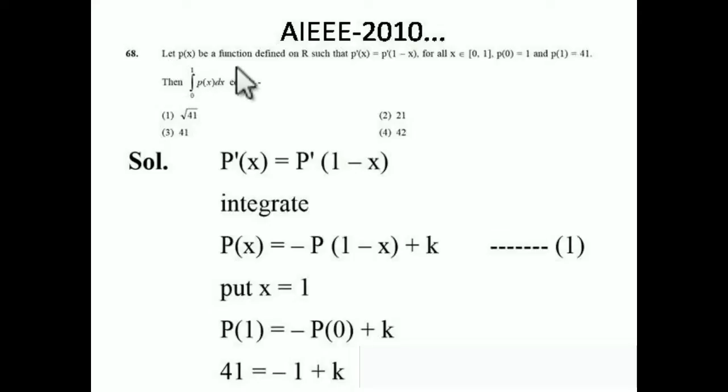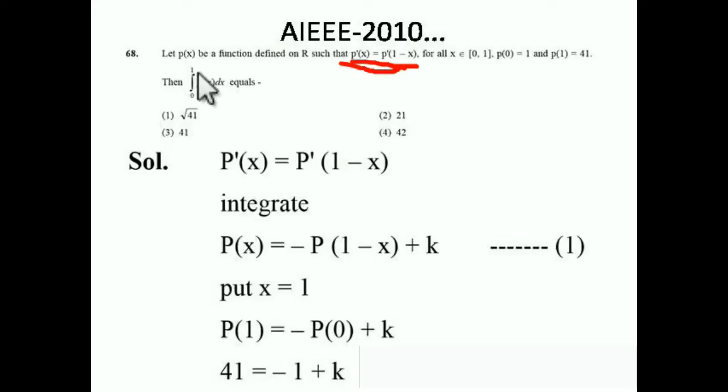Let p of x be a function defined on R such that p dash of x is equal to p dash of 1 minus x. This they have given: p dash of x is equal to p dash of 1 minus x for all x belongs to 0 to 1. P of 0 is equal to 1, p of 1 is equal to 41. Then integration of 0 to 1 p of x dx equals to. Now see, I can say this is a combination of differential equation and integration both. They have given us this type of differential equation, and they asked 0 to 1 p of x dx.